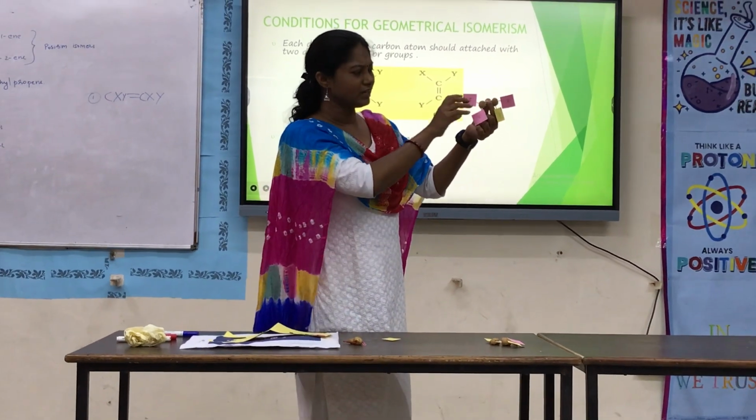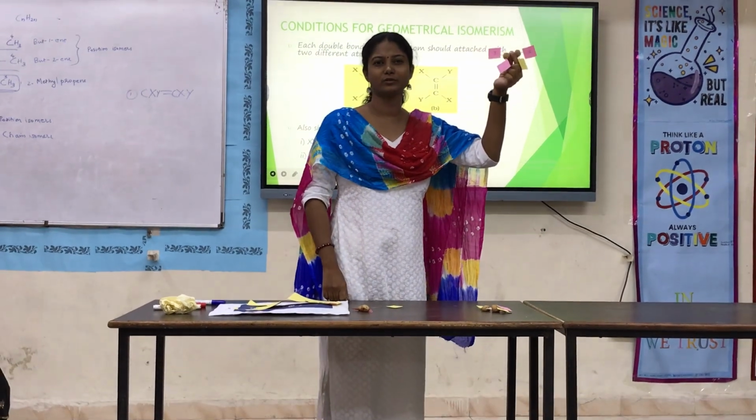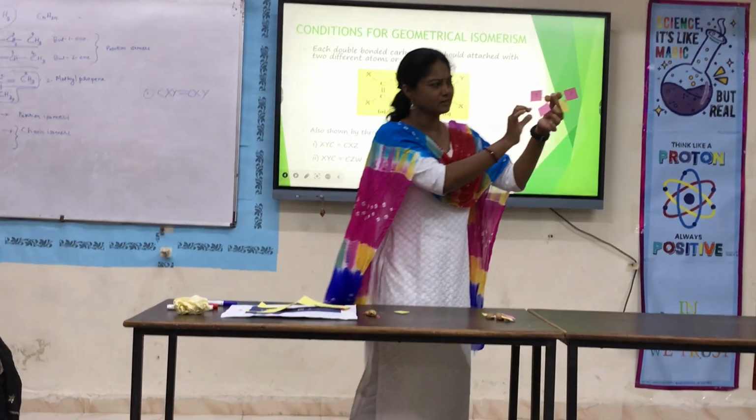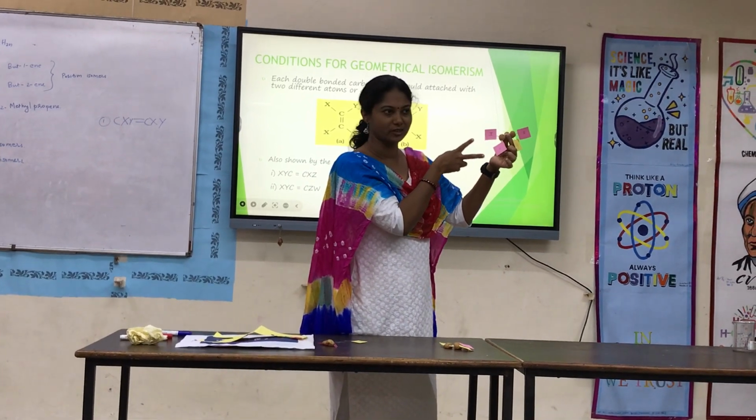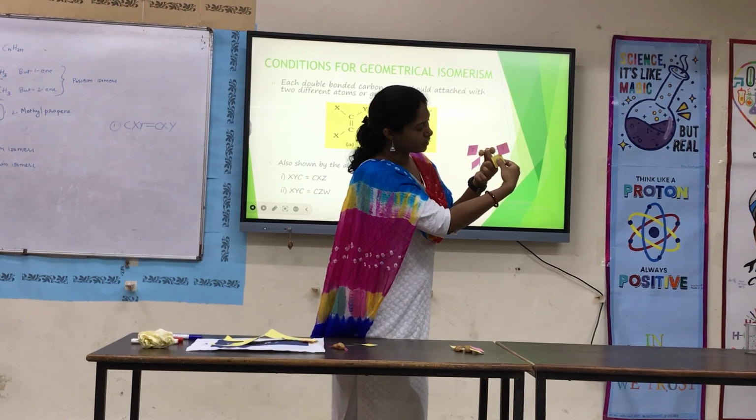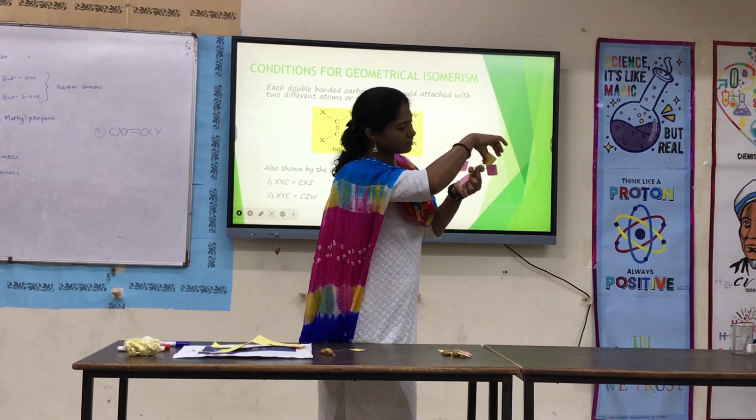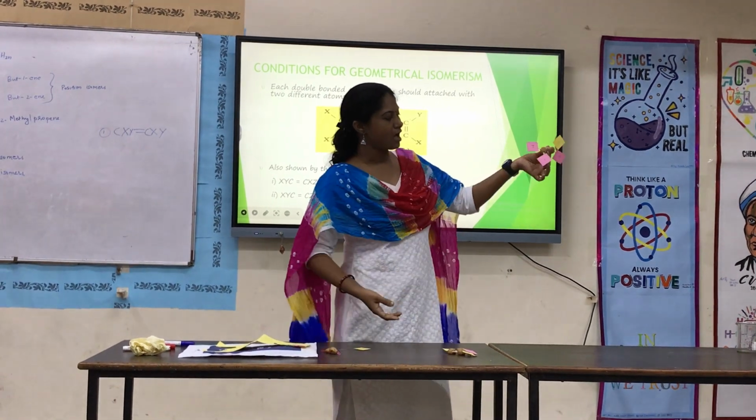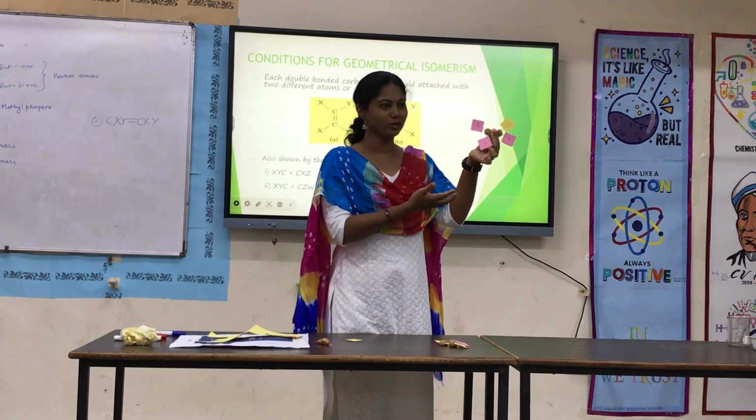Now, can we interchange the position and get geometrical isomers for this compound? Do you think? Let us see. Let us interchange and see. On this side, anyway, two similar groups are attached to this double bonded carbon. So let us change this one. I'm just exchanging their position, fixing CH3 over here. Am I getting a different compound? No, I'm getting the same compound, propene only.